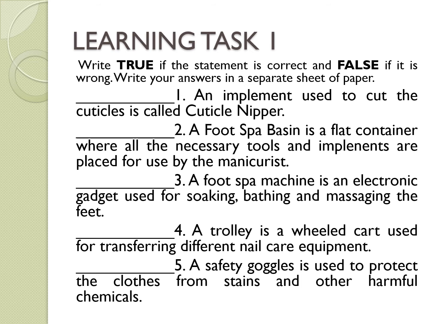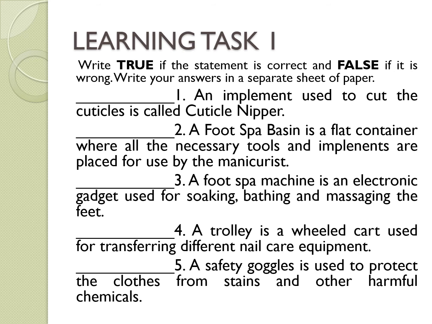First learning task. Write true if the statement is correct and false if the statement is wrong. Write your answers in a separate sheet of paper. So that's why earlier I asked you to prepare a pen and paper, because you will answer our 5 learning tasks. Okay, number 1. An implement used to cut the cuticles is called cuticle nipper. Is it true or false?